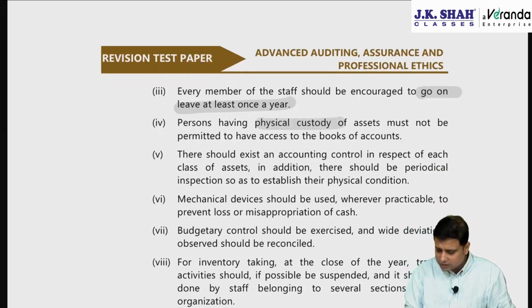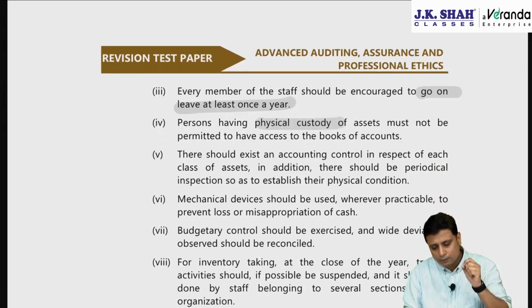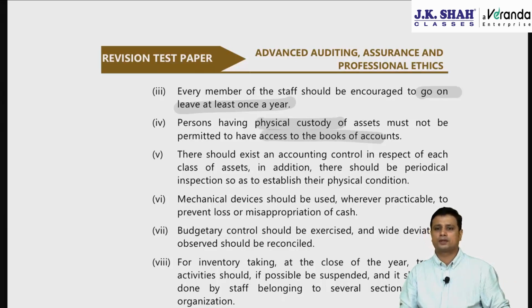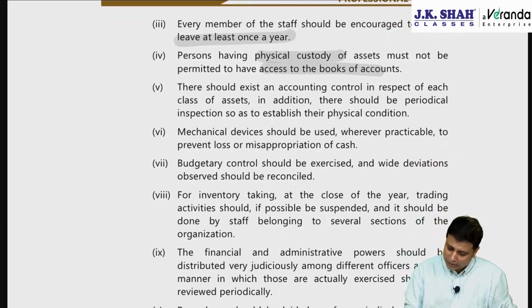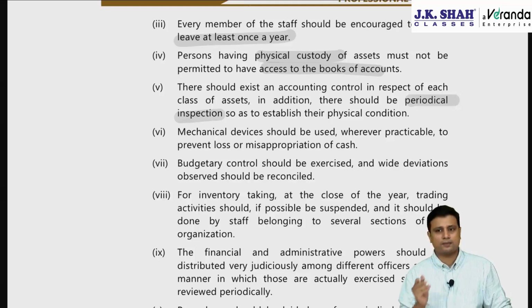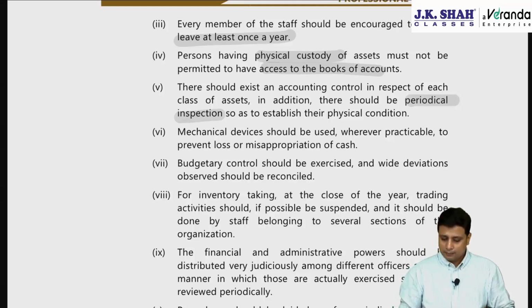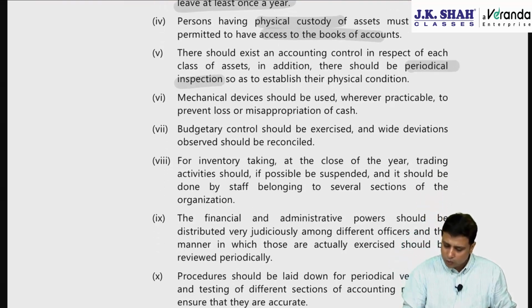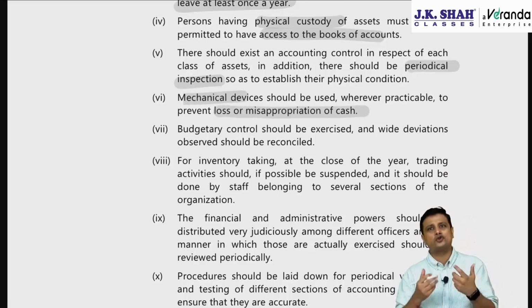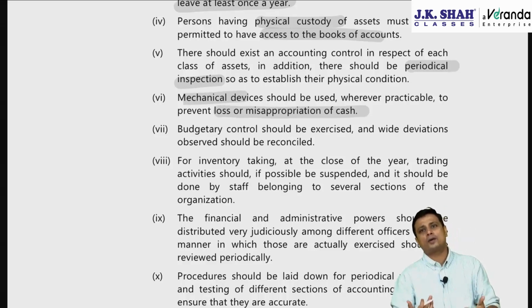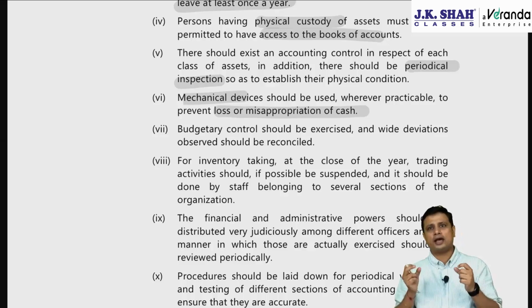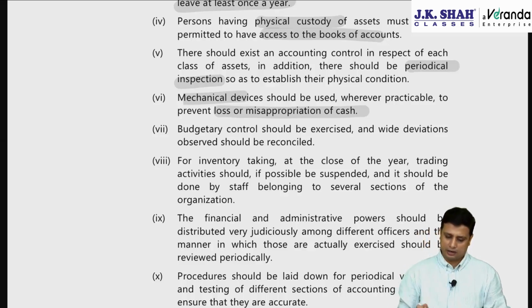Persons having physical custody of assets must not be permitted to have access to the books of accounts. Next, there should exist accounting controls in respect of each class of assets. In addition, there should be periodical inspection to establish the physical condition. Mechanical devices should be used wherever practicable to prevent loss or misappropriation of cash. So you should not do manual counting. Wherever possible, you should have equipment and technology to count it, so the manual error element is eliminated.